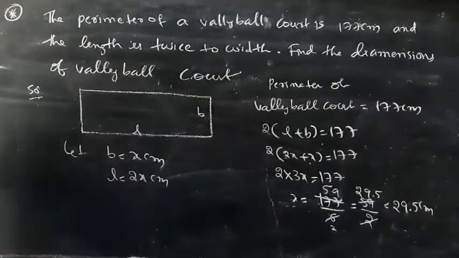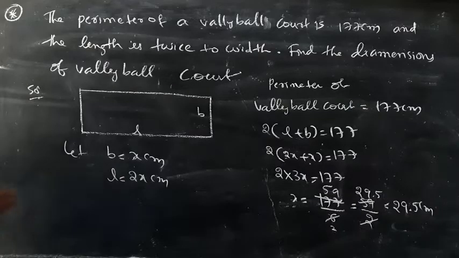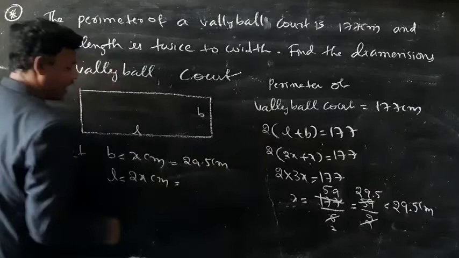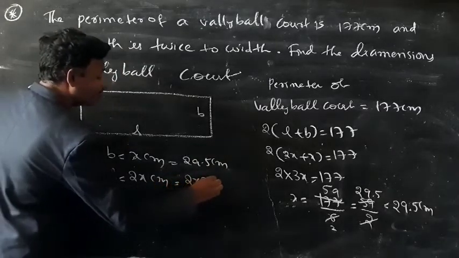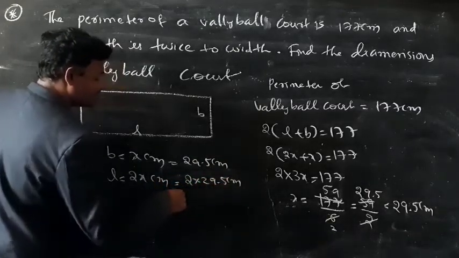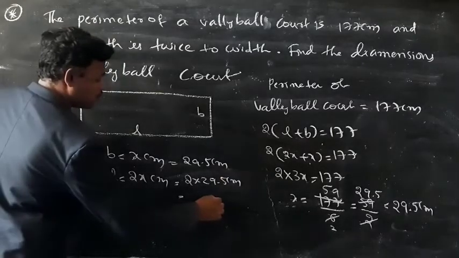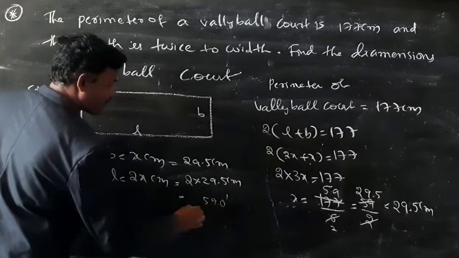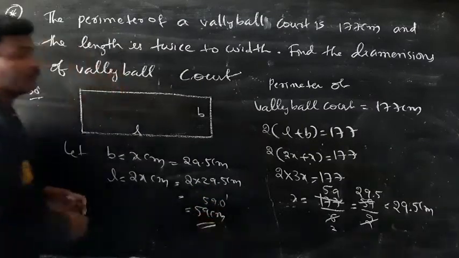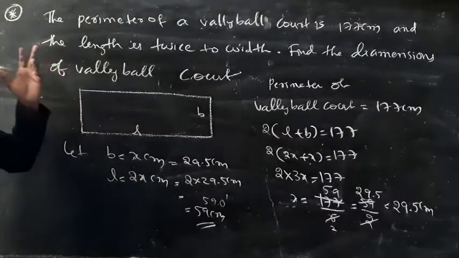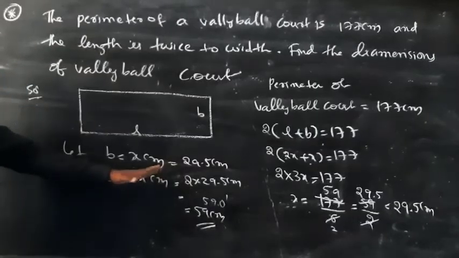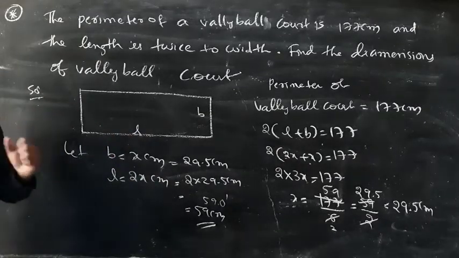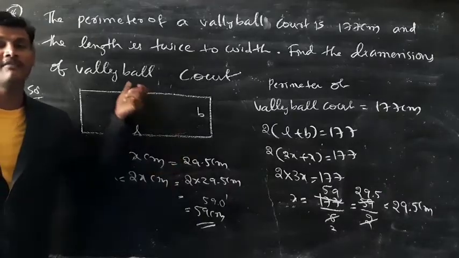What is the x value? 29.5 centimeters. So the breadth is 29.5 centimeters, and the length 2x means 2 into 29.5 centimeters, which is nothing but 59 centimeters. So what are the dimensions of the volleyball court? Length is 59 centimeters and width is 29.5 centimeters. So these are the required dimensions of the volleyball court.